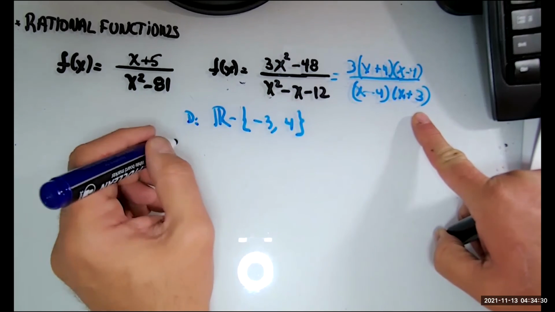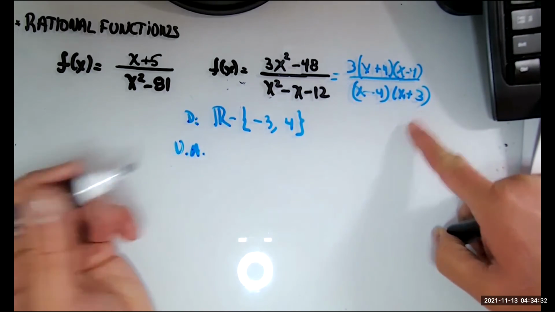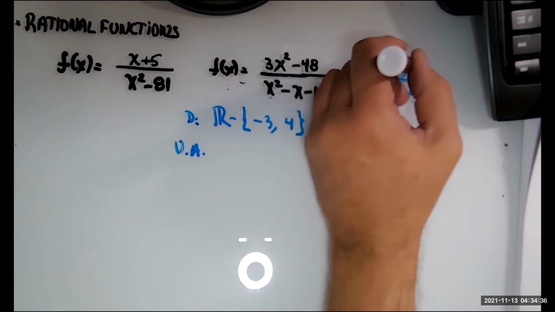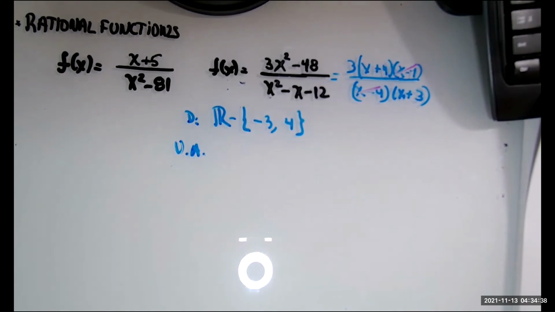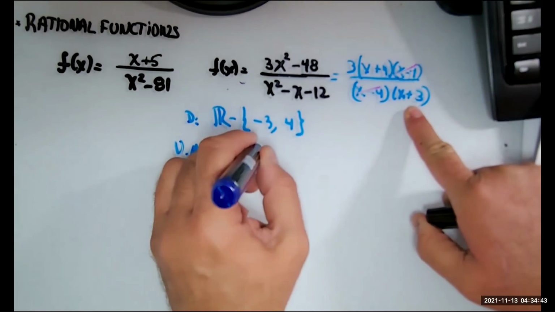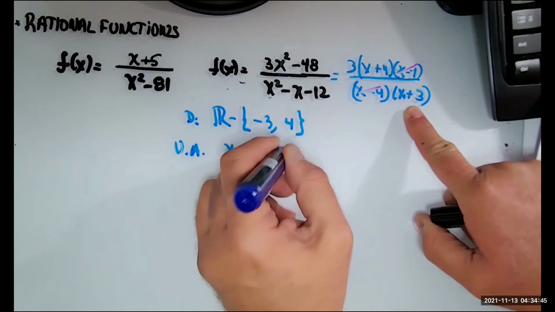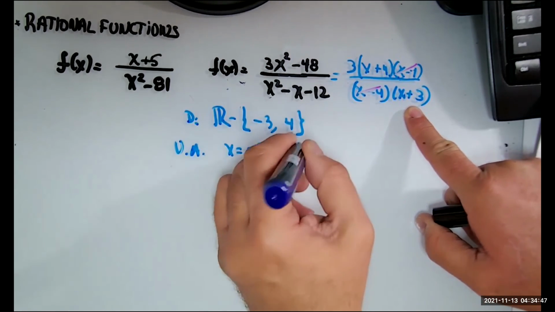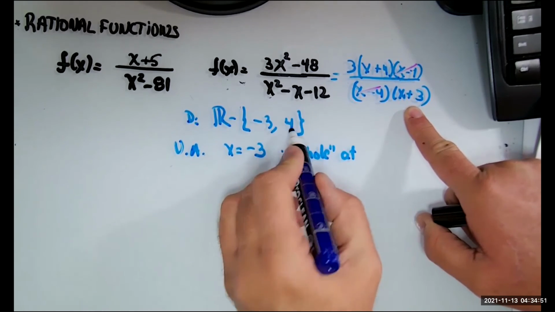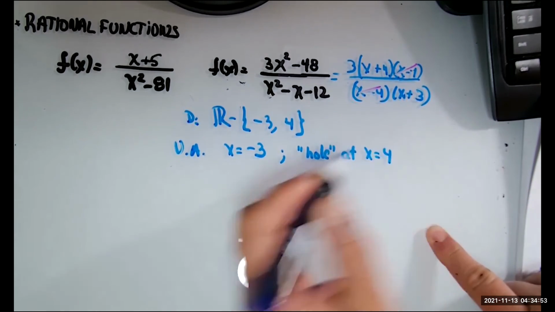That's your domain. Do we have any vertical asymptotes? Well, we need to look to see if there is anything that could be simplified. So x minus 4 gets simplified. So the VA will be x equals -3, and there will be a discontinuity, or hole, at x equals 4.